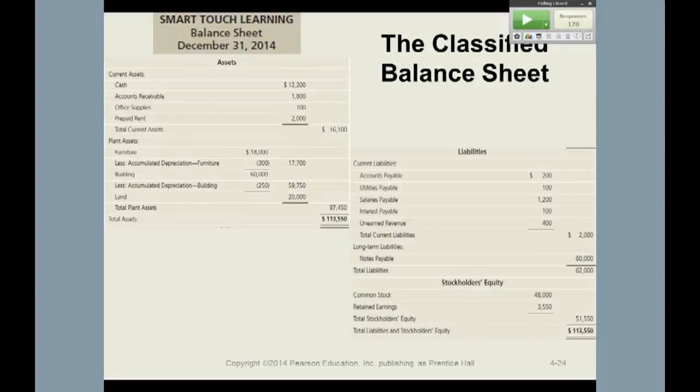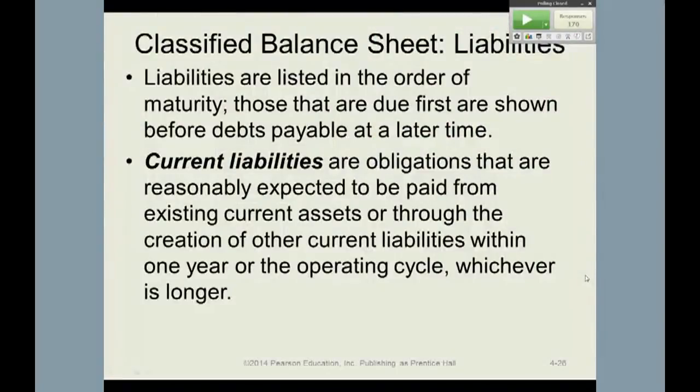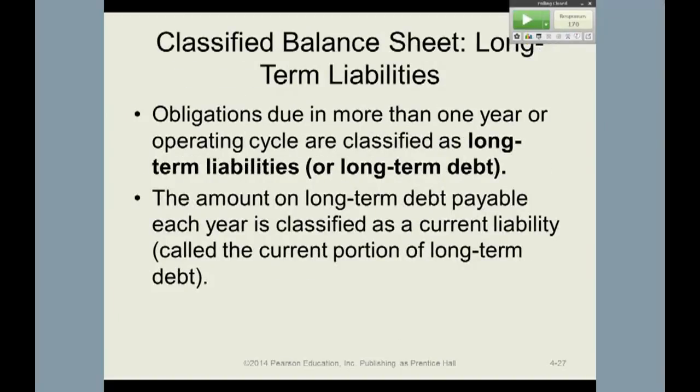Now, just one last point. We have to think about what we mean by the current classification. Current liabilities, again, are just like current assets in terms of time. Liabilities, of course, as I said, are listed in the order of maturity. Current come first, then long-term. The current liabilities are due within 1 year or one operating cycle, whichever is longer. And the long-term liabilities, of course, would be obligations due in a period longer than 1 year or operating cycle. Long-term debt, of course, is an example of a long-term liability.